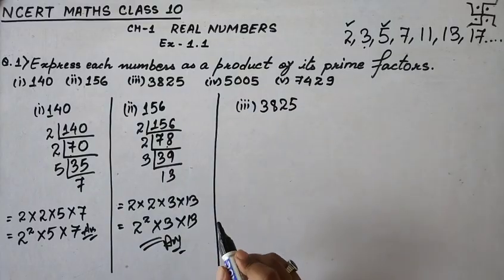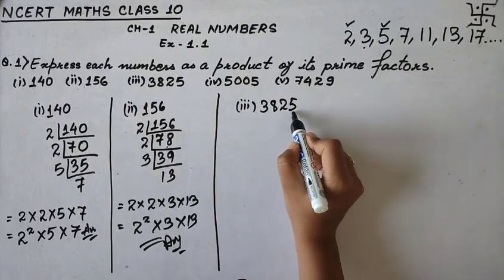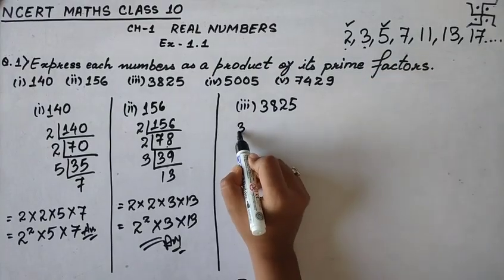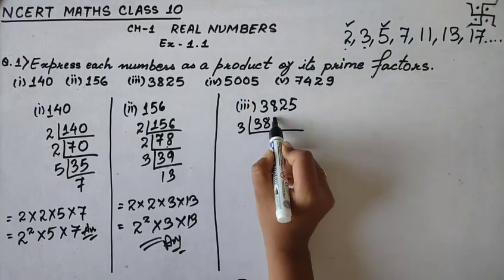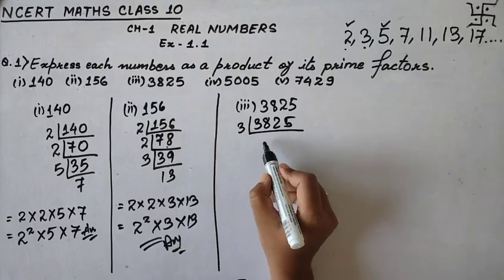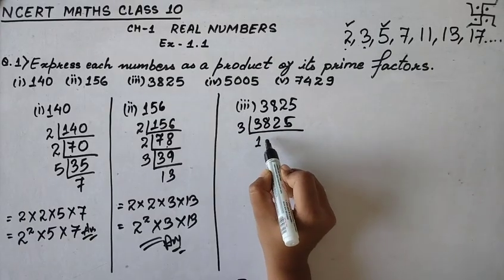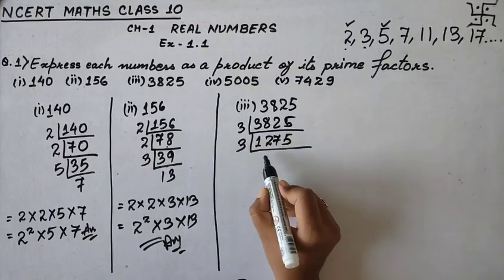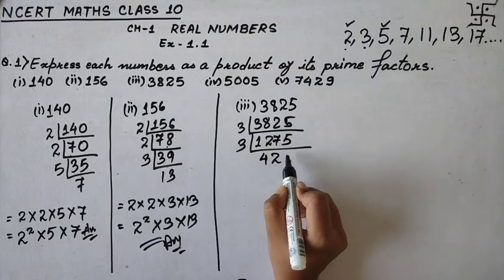3825. Here, since this is not an even number, we cannot divide it by 2. We will start with an odd number. Okay, so it will divide by 3 to give 1275, and again it is divisible by 3, so 425.